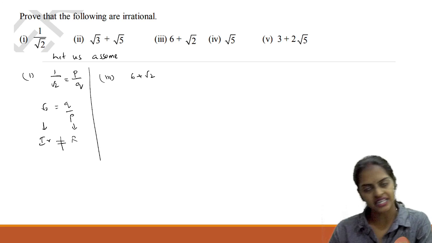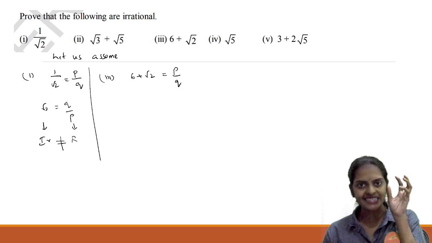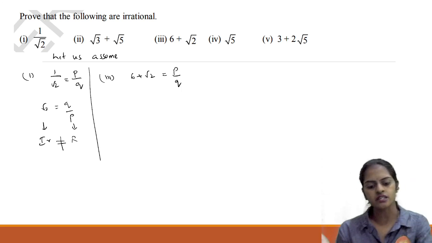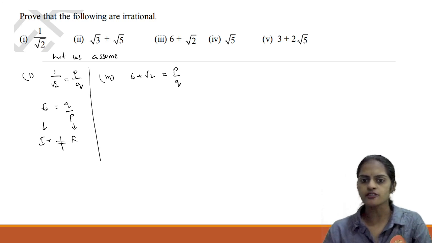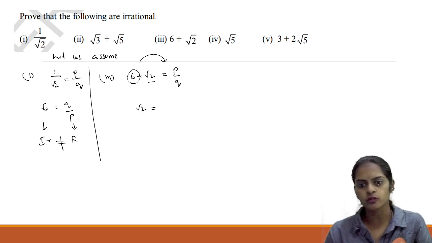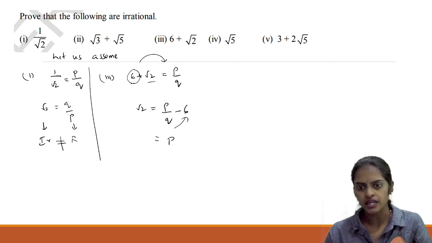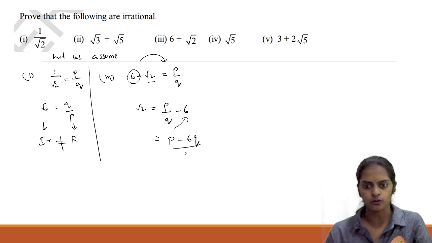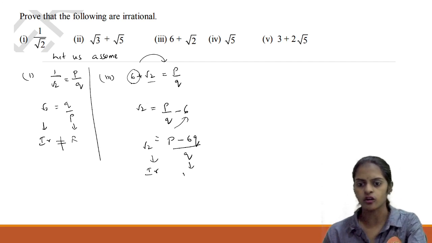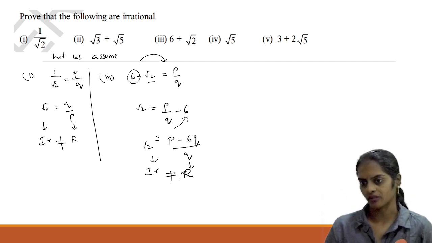6 plus root 2. Same model, you will assume it as rational. Then again same thing, you will try to bring the irrational number to one side and all rational numbers to the other side. Out of 6 and root 2, 6 is rational, so take it to the other side. So you have root 2 equal to p by q minus 6, and when you take LCM, p minus 6q by q. Again you can see this side root 2 is irrational and this side is a rational number. Rational cannot be equal to irrational, so hence our assumption is wrong.